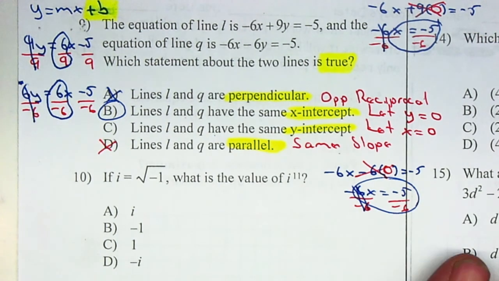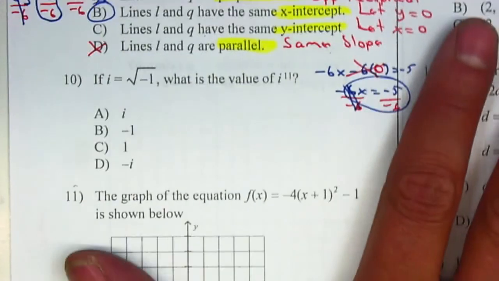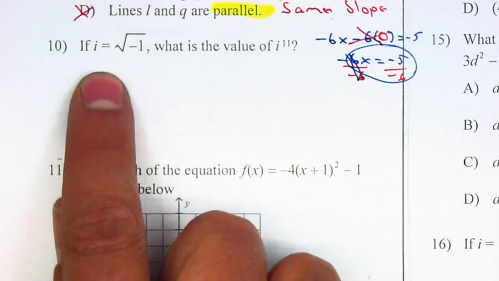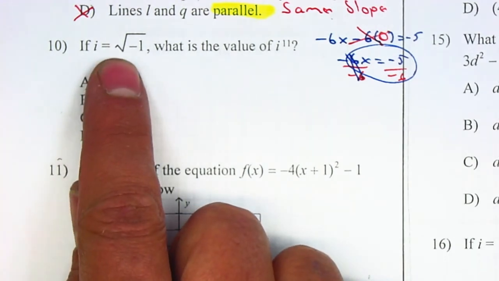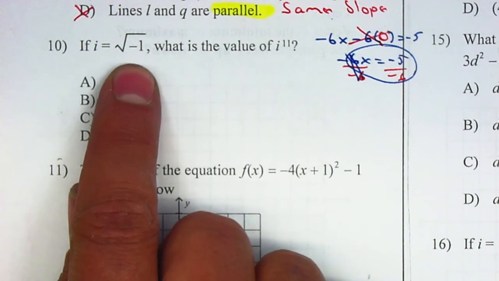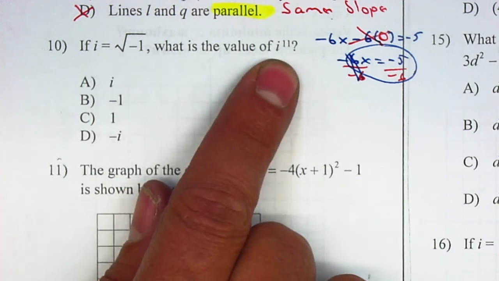Problem number 10. On problem number 10, it says, if i is equal to the square root of negative 1, what is the value of i to the fourth?